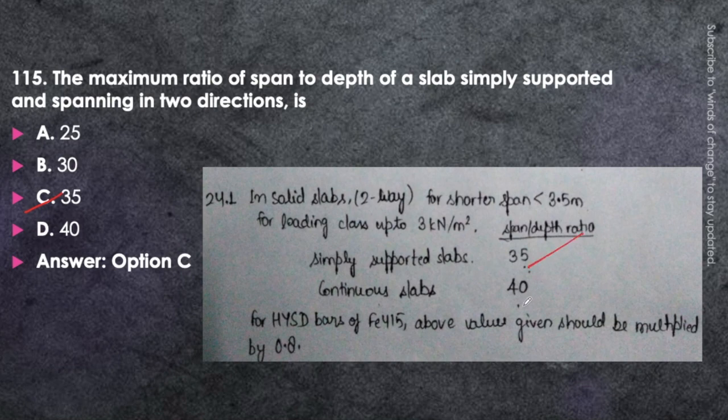In case of the simply supported slab it is 35. In case of continuous slab this ratio is 40. And for HYSD bar of Fe415, these values given here should be multiplied by 0.8. So memorize it, and this is applicable only for the shorter span less than 3.5 meter, and for loading class up to 3 kilonewton per meter square. These are a few conditions which should also be memorized here.